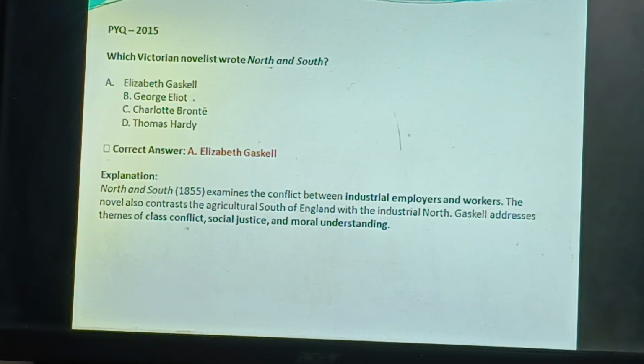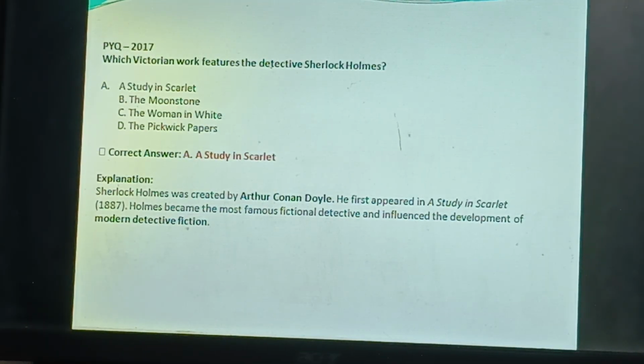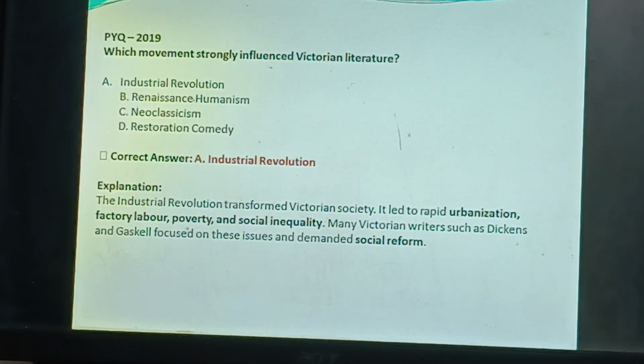Now next, which Victorian novelist wrote North and South? Elizabeth Gaskell, George Eliot, Charlotte Bronte, Thomas Hardy's. The correct answer is Elizabeth Gaskell's North and South, 1855, examining the conflict between the industrial employers and workers. The novel also contrasts the agricultural south of England with the industrial north. Gaskell addresses themes of class conflict, social justice, and moral understanding, which strongly influenced Victorian literature.